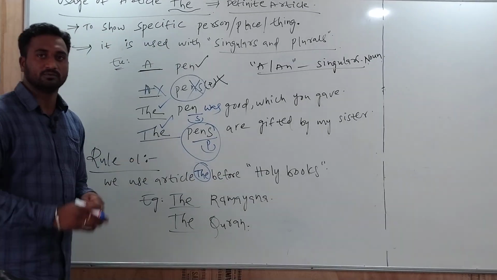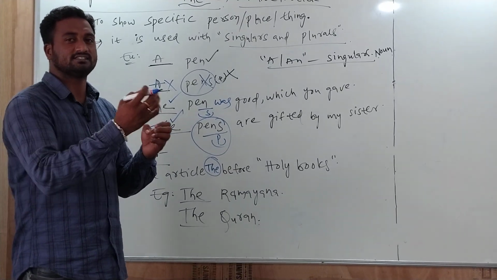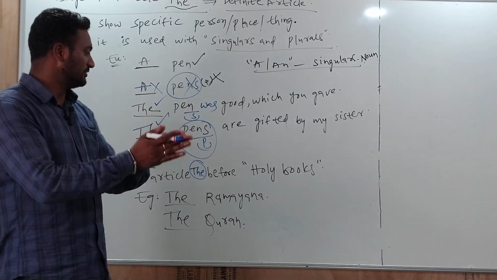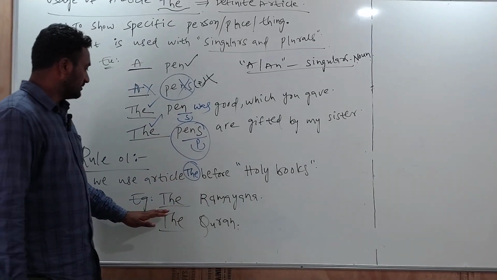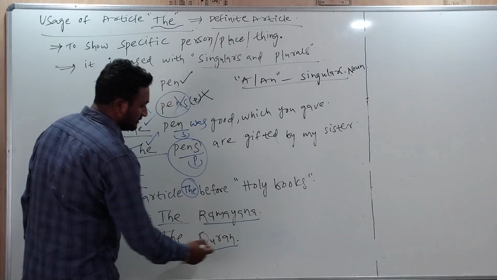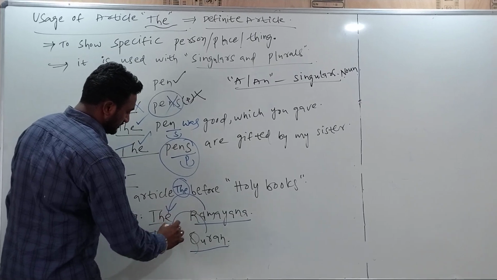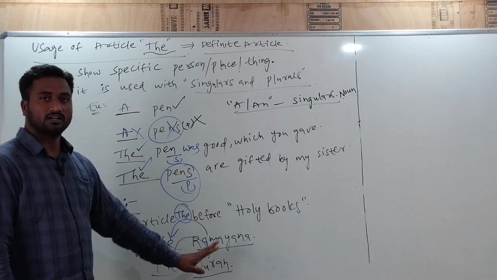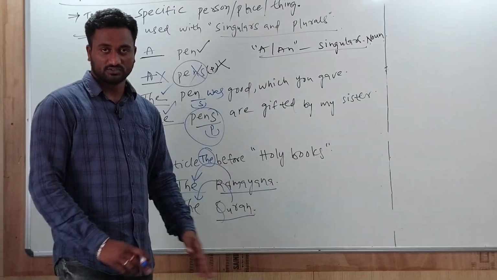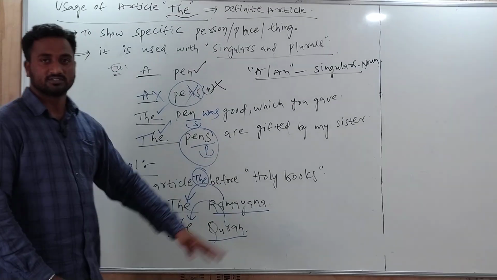before holy books. You know holy books. Whenever you want to state something best or something new or something specifically, we use article the. So we use article the before holy books. You know holy books, the Ramayana, the Quran, these are said to be holy books. So before holy books you should use only article the. You should not say a Quran or an Quran or a Ramayana or an Ramayana. Understood? This is rule number 1. You should use article the before holy books.